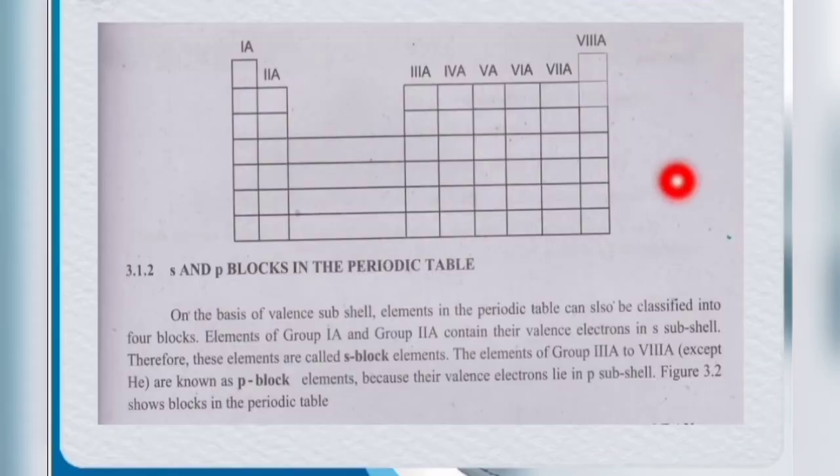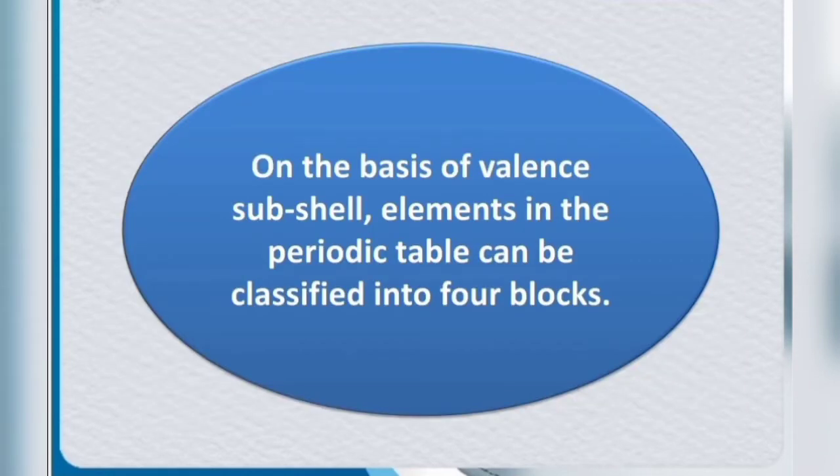Students, this is your book, page number 47. Open this page in front of you for better understanding of the concept. Students, did you know that on the basis of valence subshell, elements in the periodic table can be classified into 4 blocks?